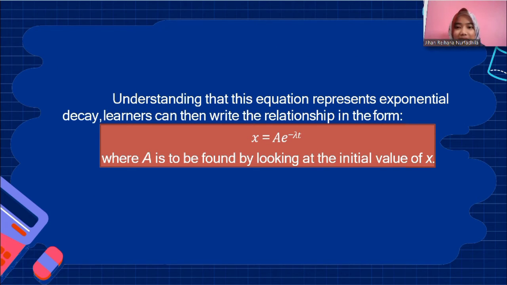Understanding that this equation represents exponential decay, learners can then write the relationship in the form x equals a e to the power negative lambda multiplied by t, where a is to be found by looking at the initial value of x.